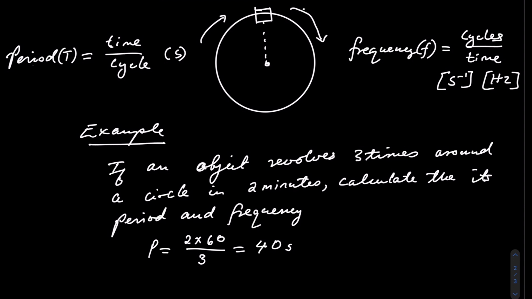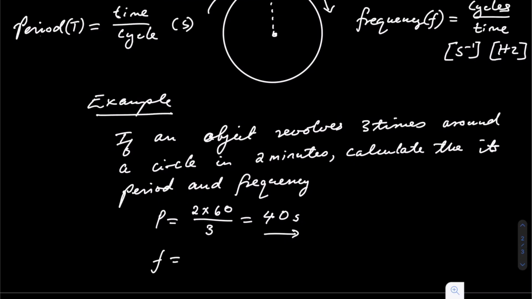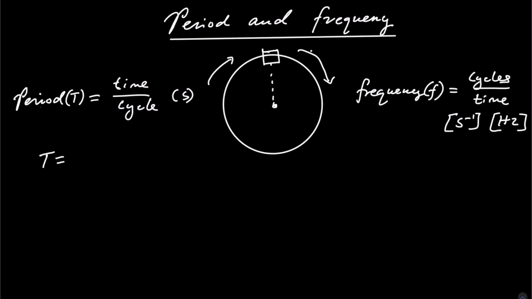What about the frequency? The frequency is the reciprocal of the period, the number of cycles, which is 3, divided by the time it took to complete those cycles, which is basically 2 times 60 seconds, 0.025 hertz. We can also write the period T as 2 pi over rotational speed, or the rotational or angular velocity.